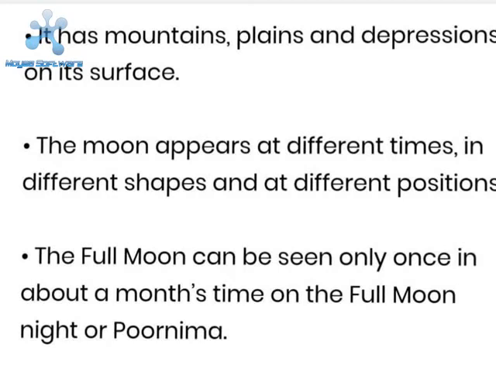Second point, the moon appears at different times. It does not have any fixed time. Okay, so it has different times. The moon has different shapes. This means that sometimes the moon appears to be full, sometimes it disappears, and sometimes it shows its different shapes. And at different positions, the moon appears from different positions to us.